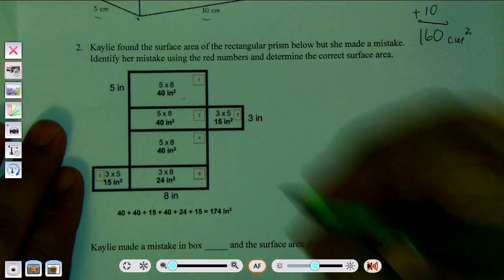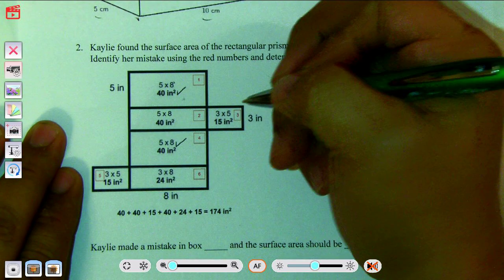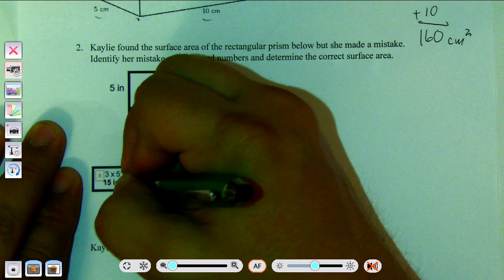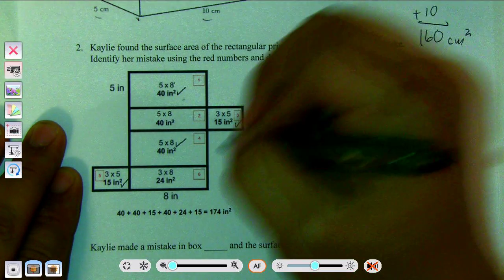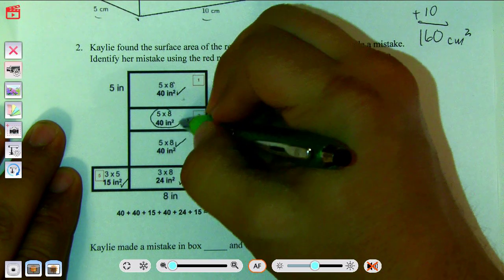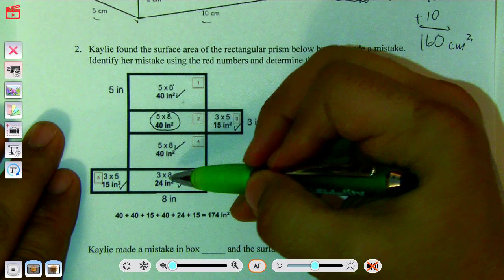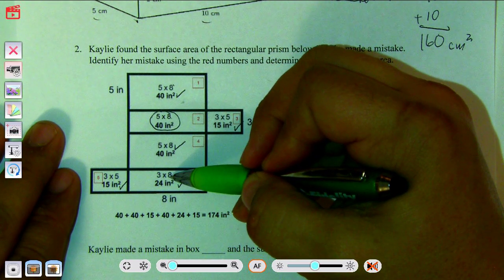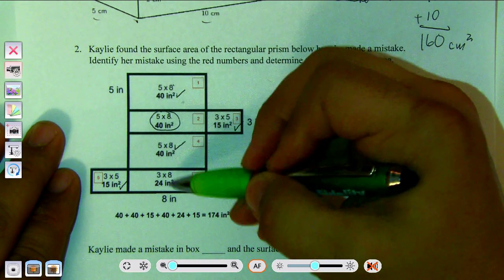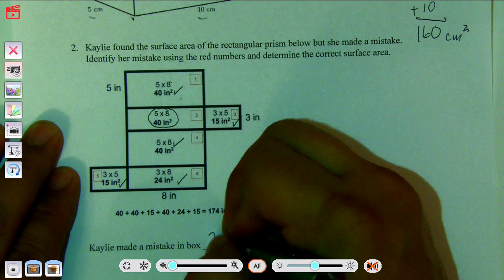That's a box. So I have a 5 by 8, a 5 by 8. I have a 3 by 5, 15, a 3 by 5, 15. And then I have a 3 by 8, 24. And then, oh no, that's not correct. So this 5 by 8 should have been a 3 by 8. So this is the top and then the bottom and then the front and then the back and then the left and then the right. So the mistake is in box 2.